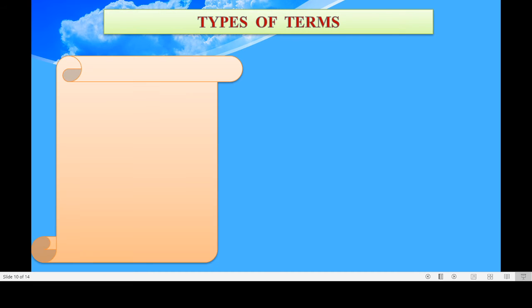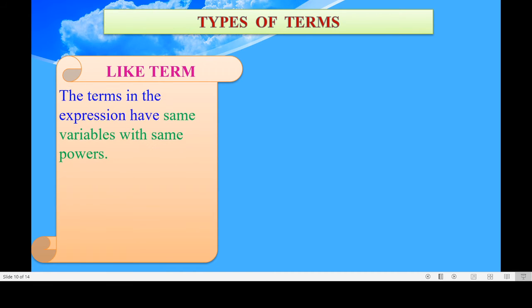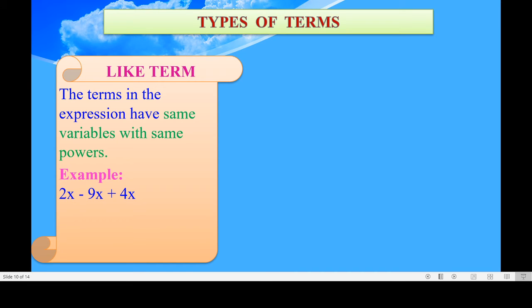The next we are going to see the types of terms. The first type is called like terms. The terms in the expression have the same variables with the same powers. For example, 2x minus 9x plus 4x. In this example, we are having the same variable and the power of the variable is going to be 1. Let us consider one more example, 5ab square minus 3ab square. In this example also we are having the same variables a and b square, and the power of a is going to be 1 and the power of b is 2.